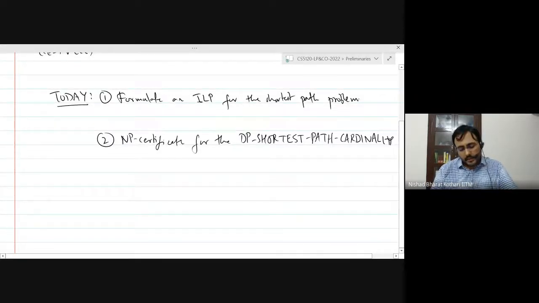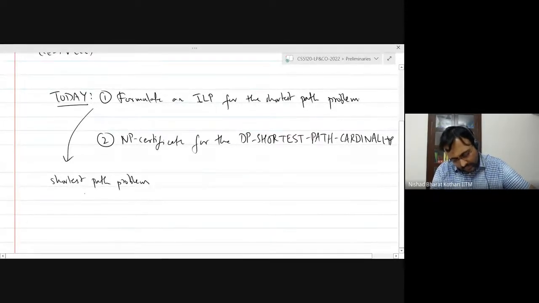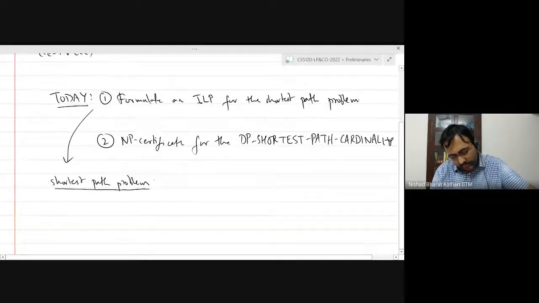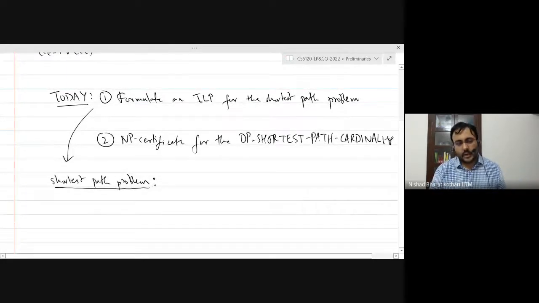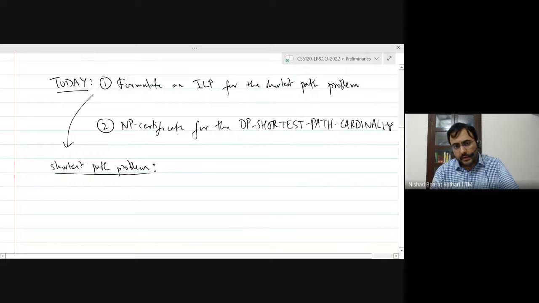Okay, so let's start with one. So what is the shortest path problem again? So here we are looking at the cost version, but in some sense, what really matters is the constraints, and the objective function is generally quite a standard thing. The constraints are typically a bit more difficult to figure out.